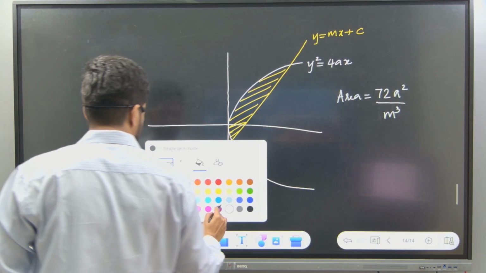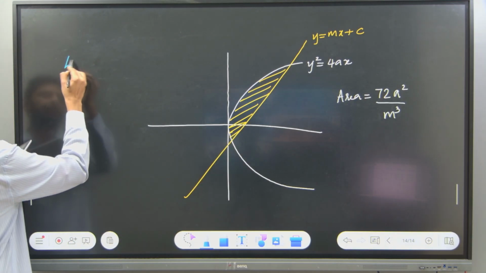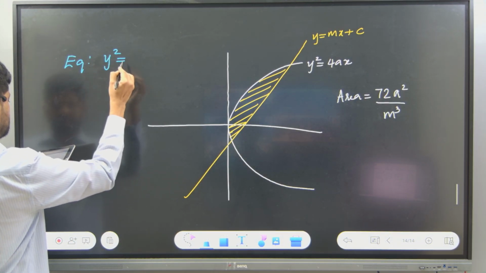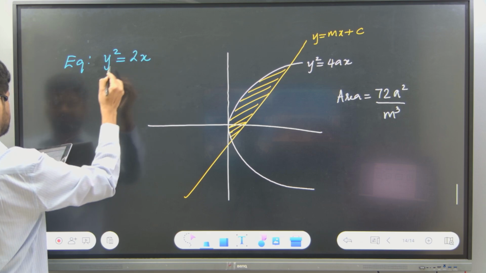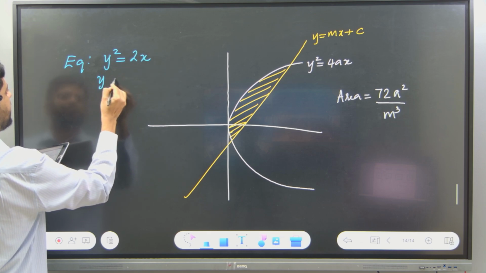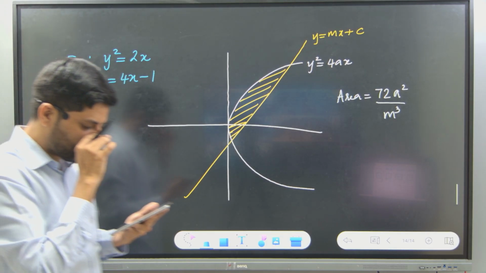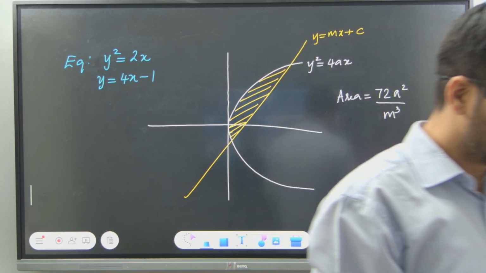Let us take an example. Say the parabola is y square is equal to 2x, and say the line is y is equal to 4x minus 1.